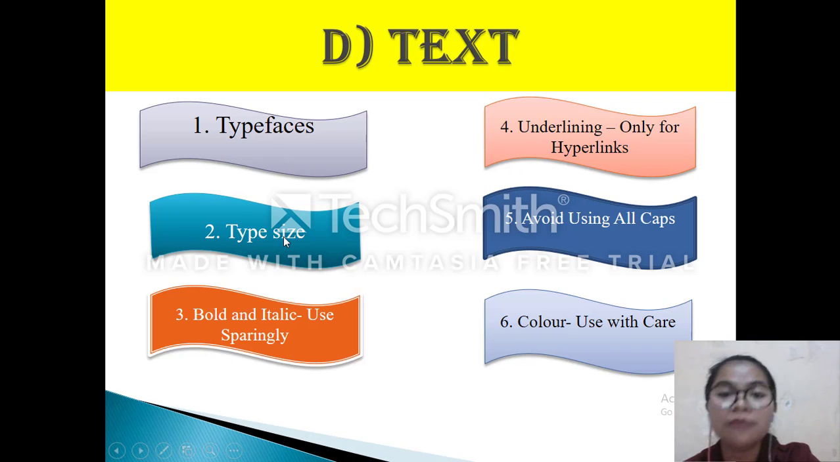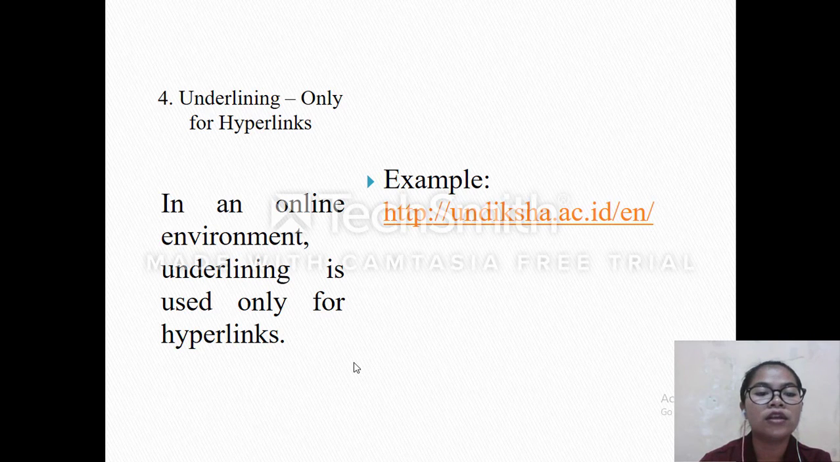And the second is type size. Type size should be large enough to be easily readable by all students. You should use at least 12-point type for online. And number 3 is bold and italic used sparingly. Bold type can be used very effectively for emphasis when used sparingly. Italic is generally used for titles of works and for instances when words are used in an unusual way. Italic type is more difficult to read online because of resolution. Use it sparingly also.